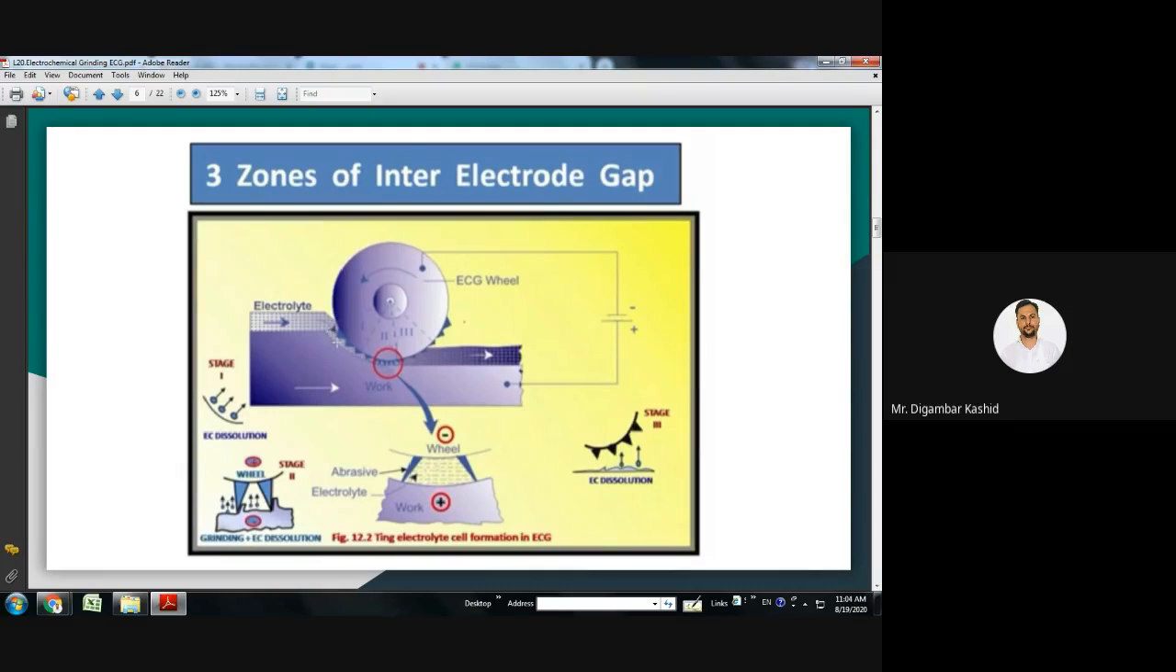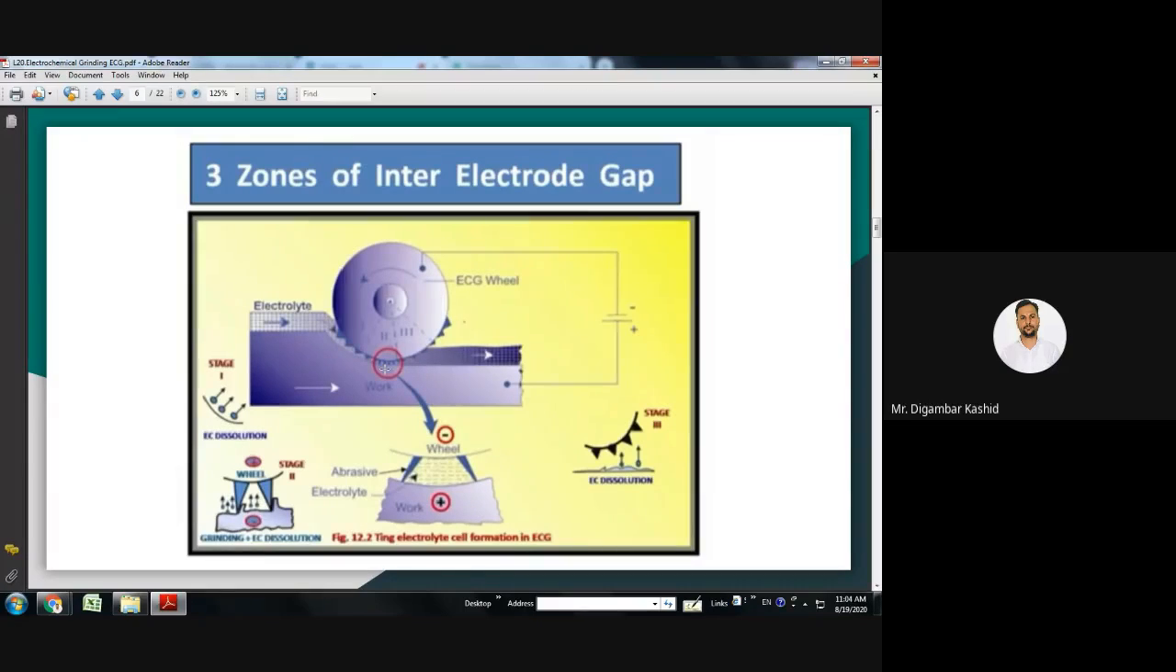As I already mentioned, your inter-electrode gap is decreasing. At the start, or initially, that inter-electrode gap is larger. But if you see here, whatever I have shown in the red circle, there will be a decreasing gap. The inter-electrode gap is more at the initial stage, and while coming to the point, that gap is decreasing.